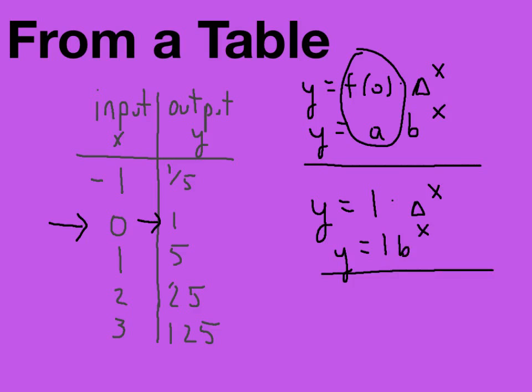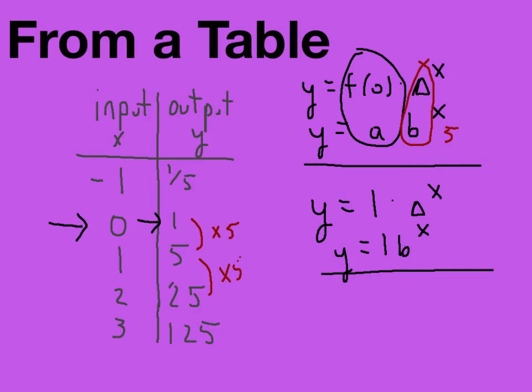Okay? Second part we need for these is that delta, or that common ratio. So we're looking for that pattern. Even if you aren't able to get the pattern from the fraction to the whole number, you should be able to get it from the rest of the numbers. So as I look here, going from 1 to 5 is a times 5. 5 to 25 is a times 5, and so on. So now we know that our delta, or our b, has to be 5.